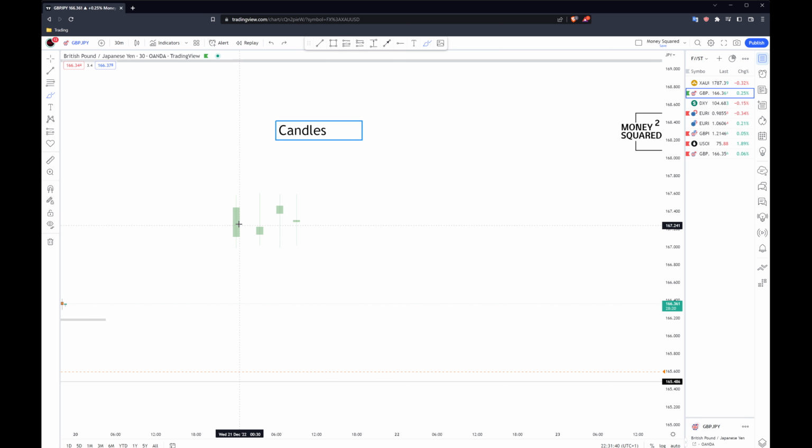For example, this is a very healthy candle, a very good candle for the continuation of the bullish trend, because I marked them as green, so we're in a bullish momentum after this candle.